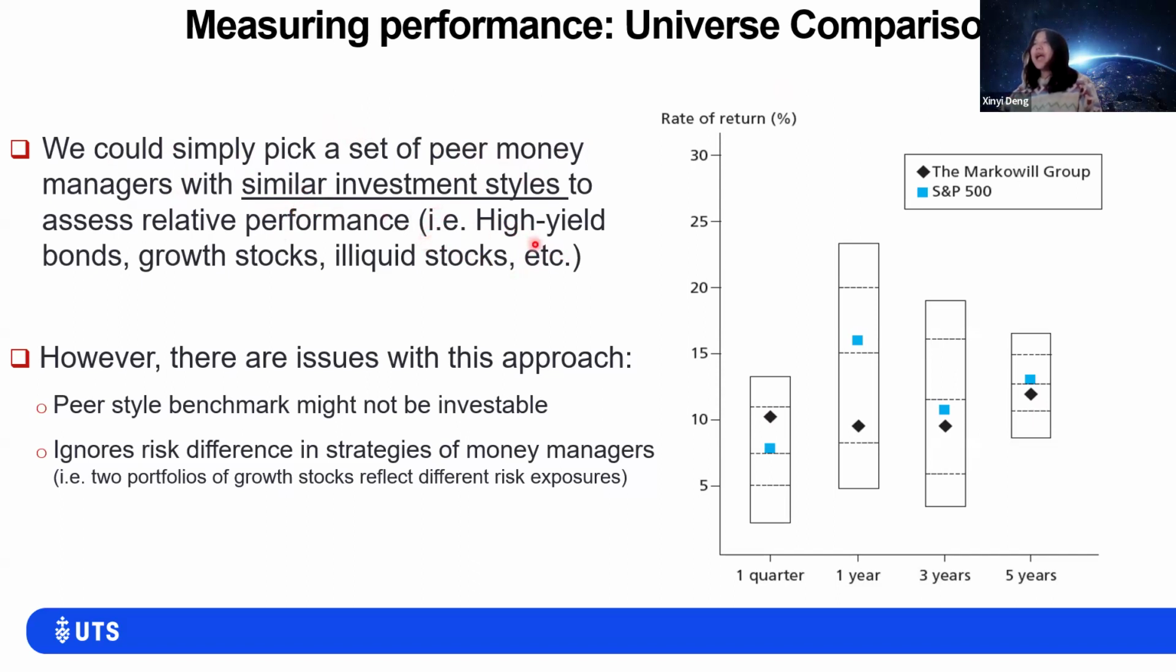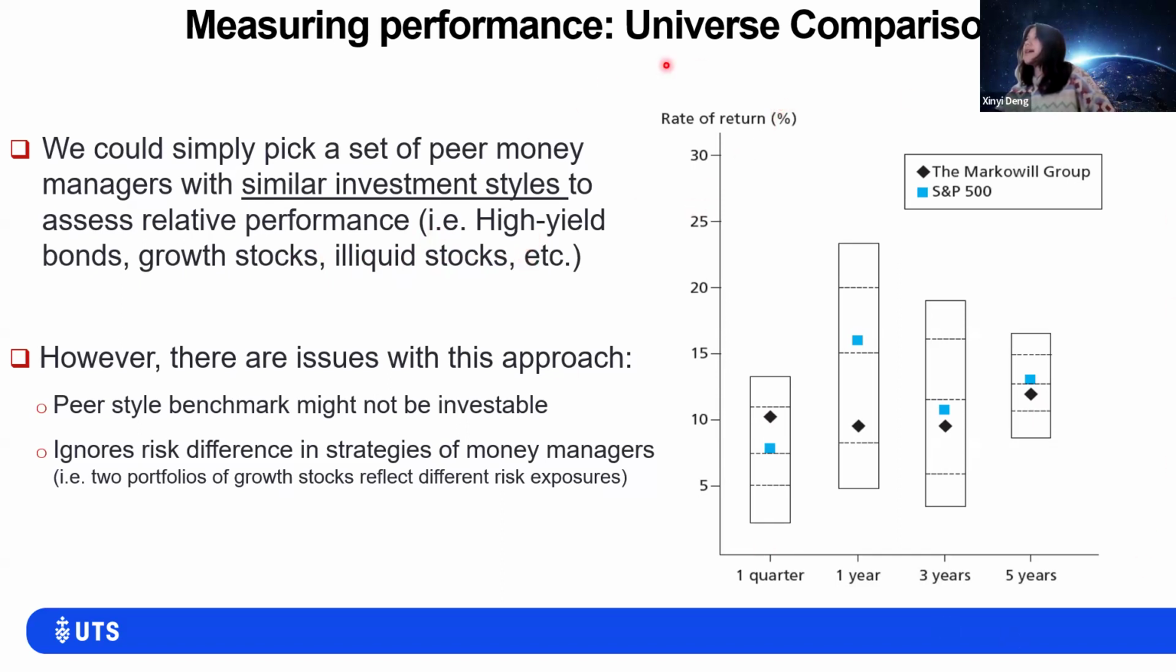So how do we form the universe? For example, we can group the high yield bond portfolios into a comparison universe, and we can also group the growth stock portfolios into a universe as well, and we can group the illiquid stock portfolios into another universe, etc.